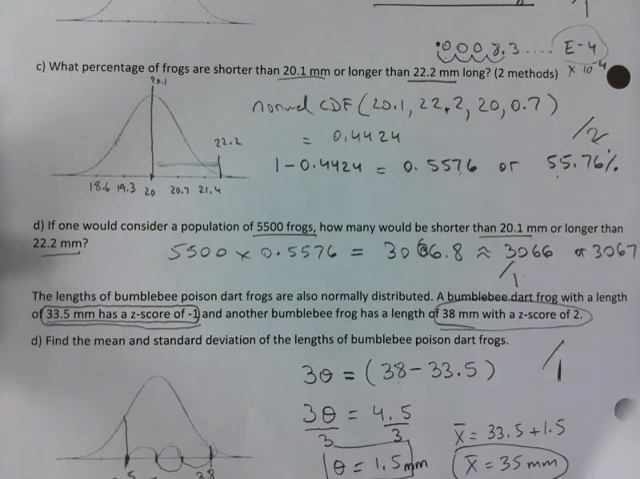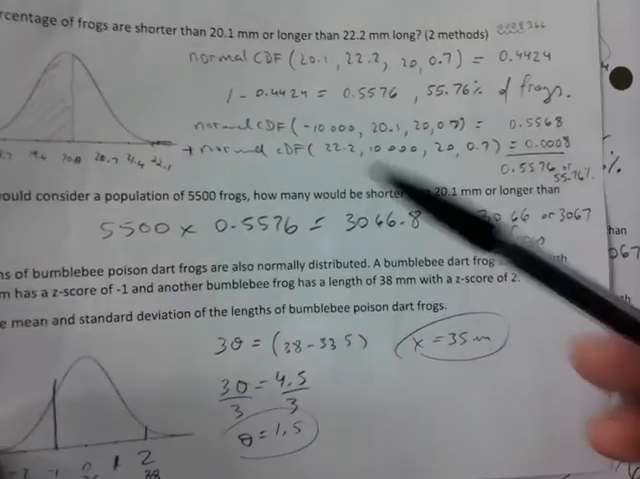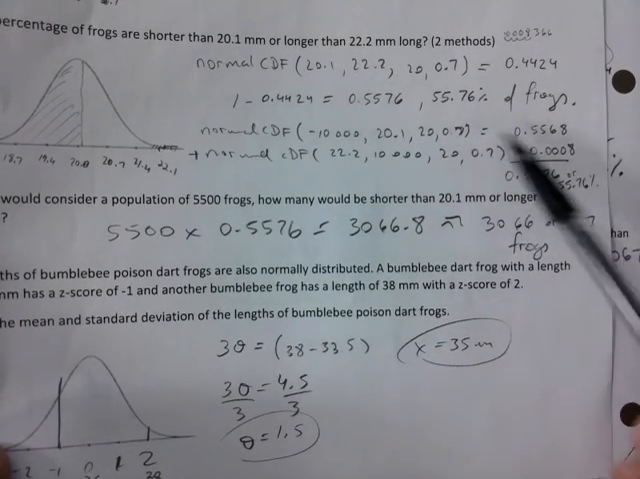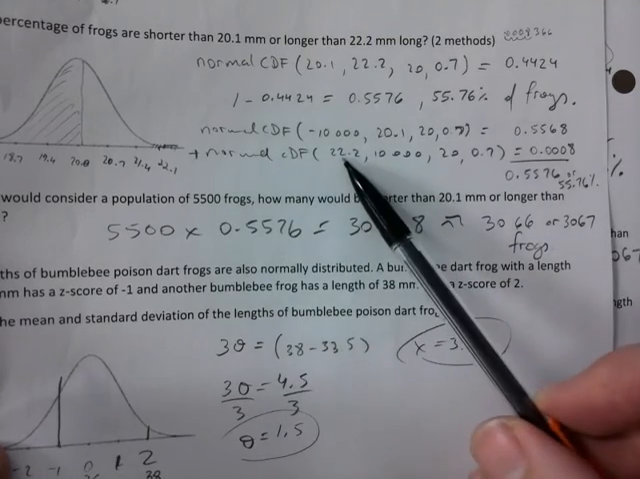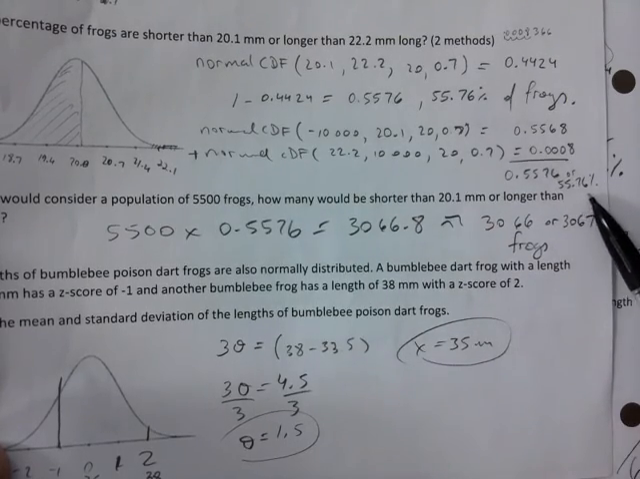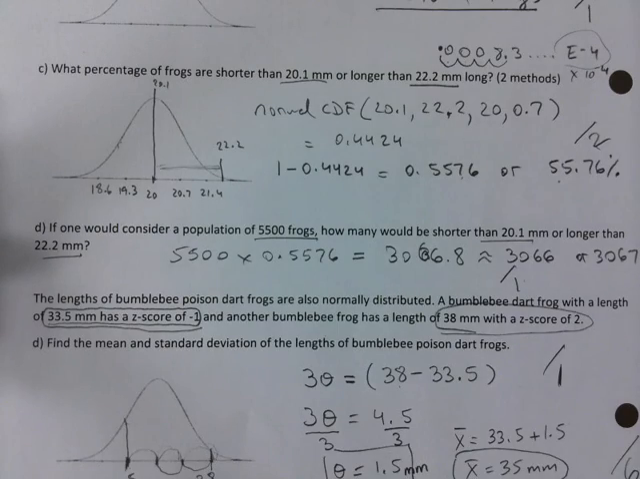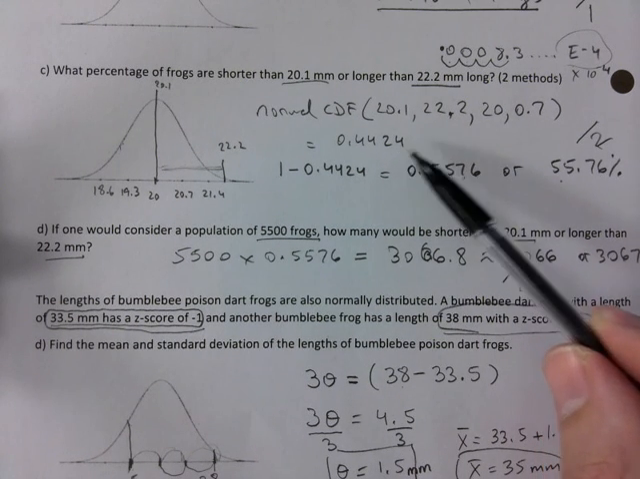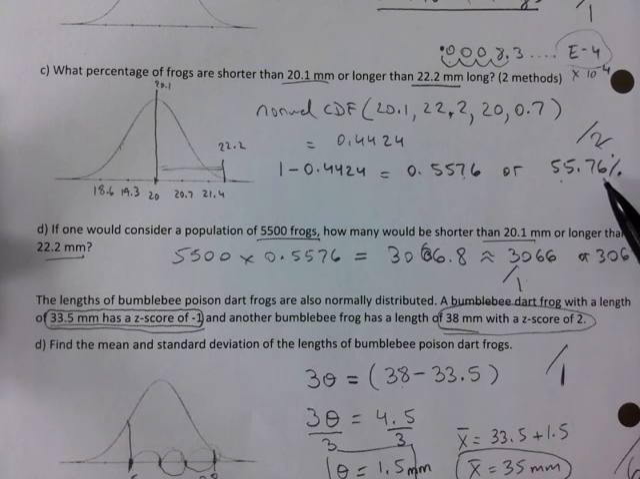You might have done it this way. This is another way for C. Normal CDF, I find everything less than 20.1 and anything greater than 22.2, I add them up and I still get 55.76. Yeah, it's one for the 44.24 and another one for figuring out the 55.